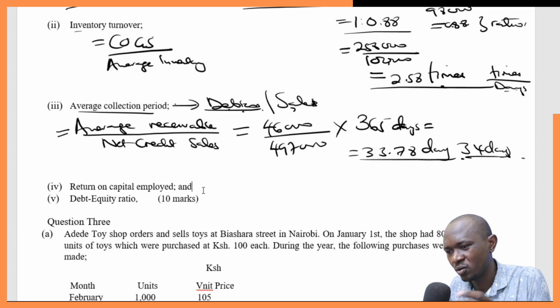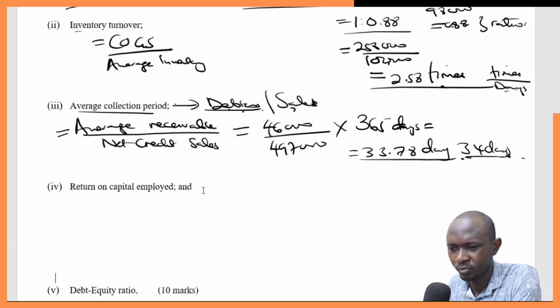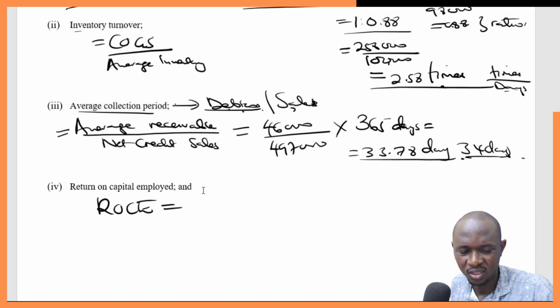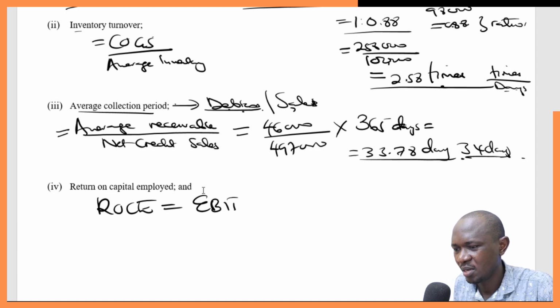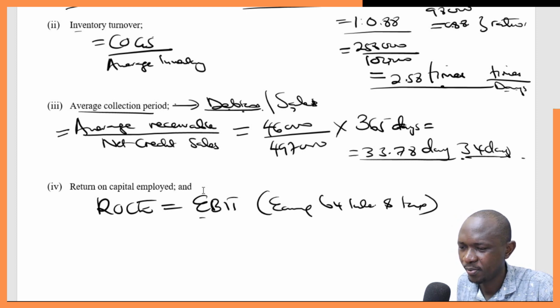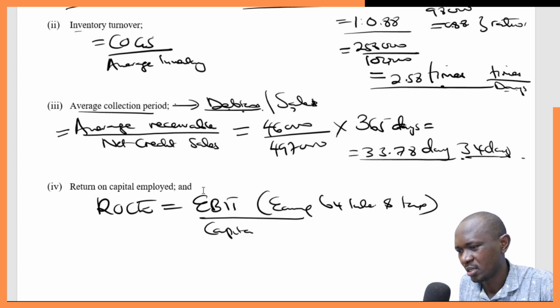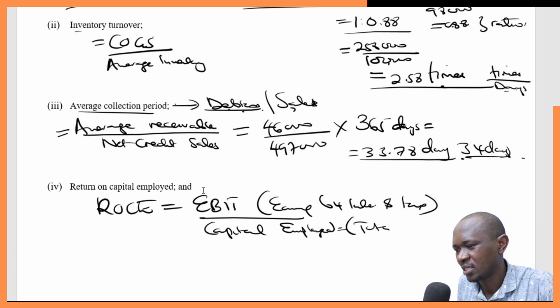Go to Roman 4. Return on capital employed. The formula for this is EBIT, which is earnings before interest and tax, divided by capital employed. And capital employed is equal to total assets minus current liabilities.